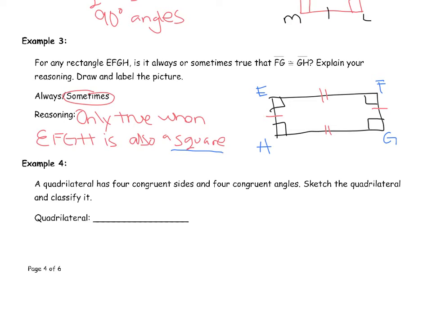a square is technically a rectangle, just like a square is technically a rhombus, okay? So always keep that in mind, especially when you're dealing with situations like this problem. Example 4. A quadrilateral has 4 congruent sides and 4 congruent angles. Sketch the quadrilateral and classify it. I think you all can handle it on your own.